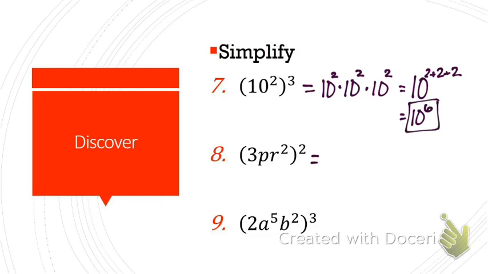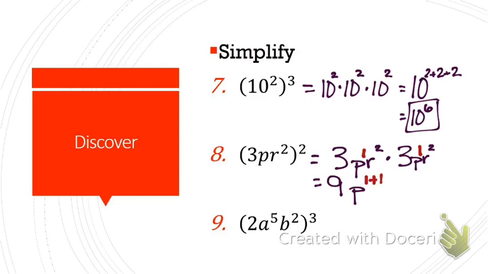So if I have 3pr squared, then I'm going to put 3pr squared times itself 2 times. So I've got 2 coefficients, and I multiply those regularly because those are just normal numbers. We've got 9. P doesn't look like it has exponents, but there's actually 1s there. So this is p to the 1 plus 1. R to the 2 plus 2. Final answer, 9p squared r to the 4th.